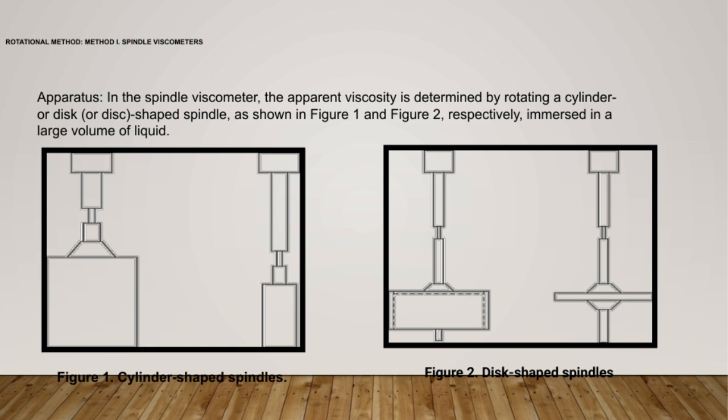By rotating the spindle, whether it's cylindrical or disc-shaped, we can measure how the liquid resists flow, which is essentially its viscosity. The shape of the spindle affects the flow pattern and the measurement accuracy, so choosing the right type is important depending on the liquid properties. In essence, these spindles are designed to provide consistent, reliable readings by rotating within the liquid and allowing us to interpret the resistance as viscosity. This method is fundamental in many industries for assessing fluid behavior under different conditions.